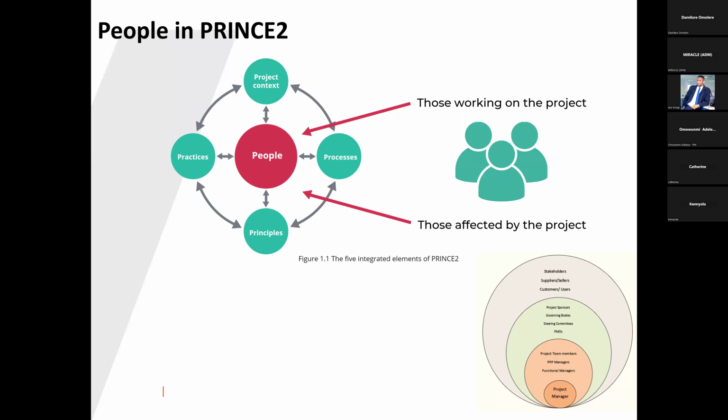So for these people, we said those working on the project, those affected by the project. Damilari, your hand is still up. Do you want to bring it down, please?